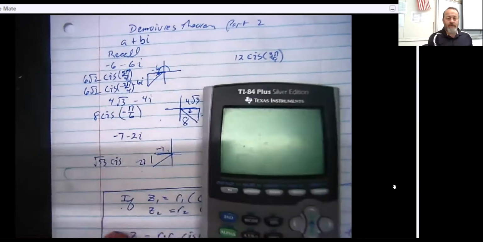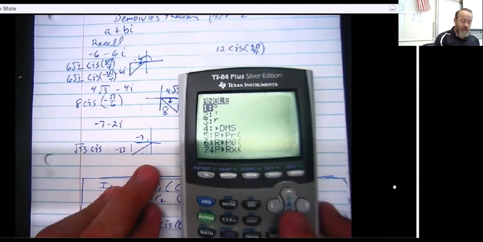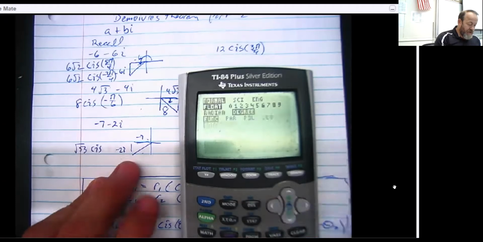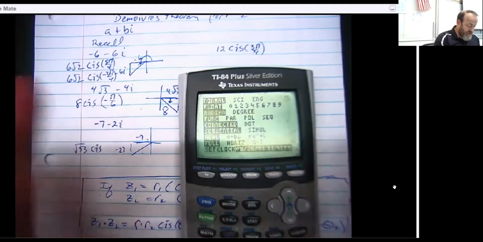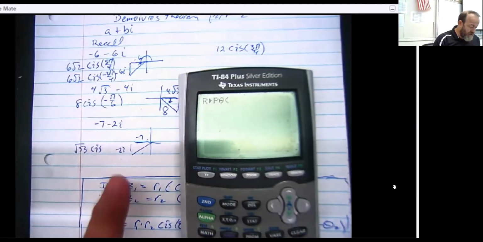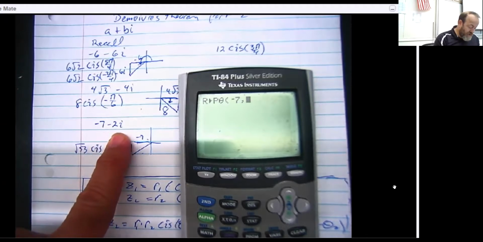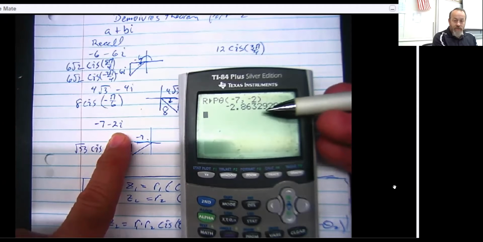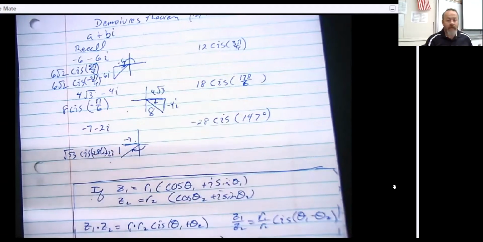So we could use some inverse trig games if we wanted to, or what we could do is hit the angle button on my calculator. It really doesn't matter if you're in degrees or radians. You know me, I prefer radians. It's fine, but I'm going to go to the angle, and I'm going to tell it to give me the angle. And I don't hit -7 minus 2i. I just do -7, comma, -2. And my calculator is going to say it's -2.86 radians. That's coming down this way, -2.86 radians. And that's a good answer.